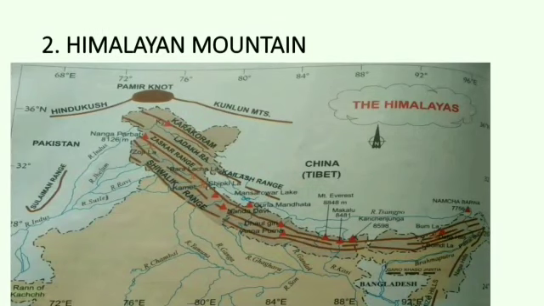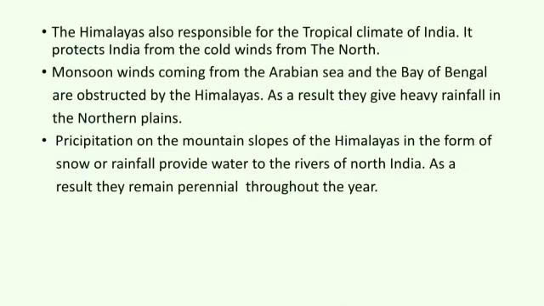Himalayan mountains. The Himalayan mountain ranges are located in the northern part of India. They act as a natural boundary between India, Central Asia, and China. These mountain ranges are of great benefit to India. The Himalayas are also responsible for the tropical climate of India. They protect India from the cold winds from the north.